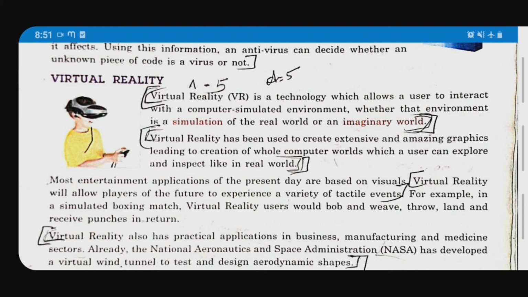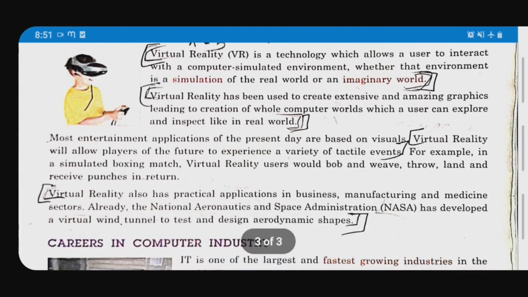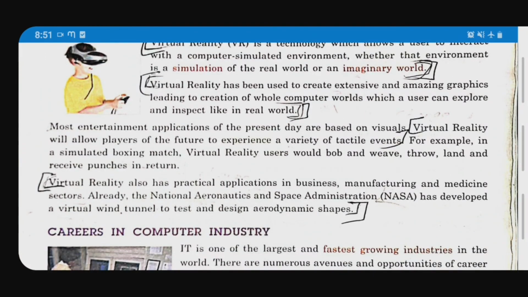Most entertainment applications of the present day are based on visuals. Virtual reality will allow players of the future to experience a variety of tactile events. For example, in a simulated boxing match, virtual reality users would bob and weave, and throw, land and receive punches in return. Virtual reality also has practical applications in business, manufacturing and medicine. Already, the National Aeronautics and Space Administration, that is NASA, has developed a virtual wind tunnel to test and design aerodynamic shapes.